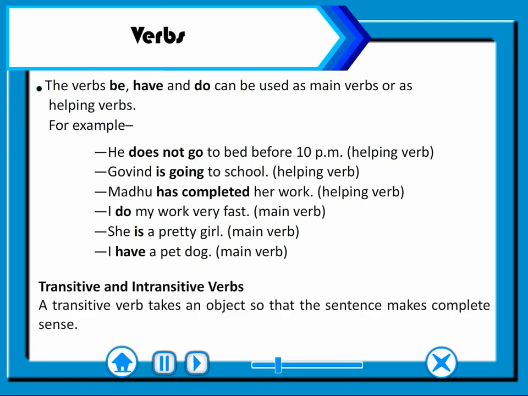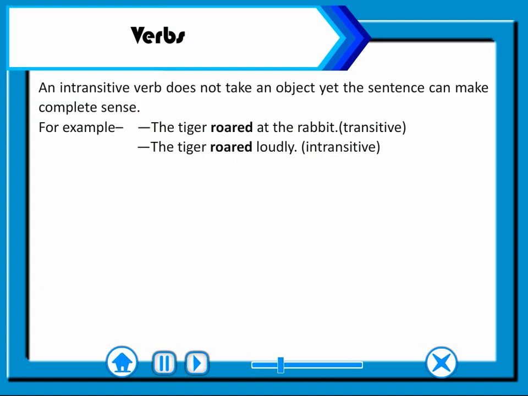Transitive and intransitive verbs. A transitive verb takes an object so that the sentence makes complete sense. An intransitive verb does not take an object, yet the sentence can make complete sense. For example, the tiger roared at the rabbit. Transitive. The tiger roared loudly. Intransitive.